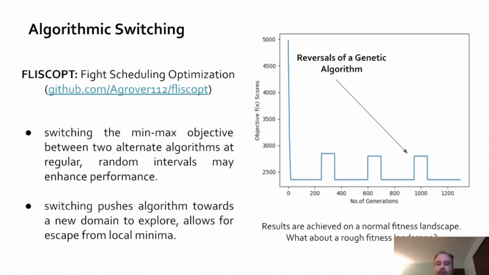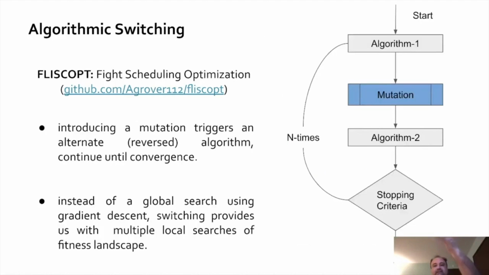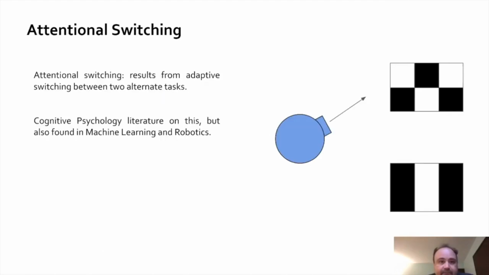So this reversal would have more of an effect. And this is a sketch of the algorithm. Basically, you start with algorithm 1, you introduce a mutation, which then flips to a new reversed algorithm, and that reversed algorithm allows the system to explore and engage in multiple local searches of the fitness landscape. It stands in as a substitute for gradient descent and allows us to find a global minimum much more effectively.